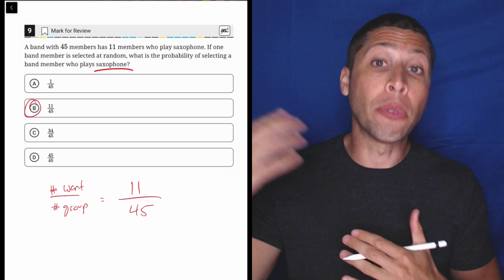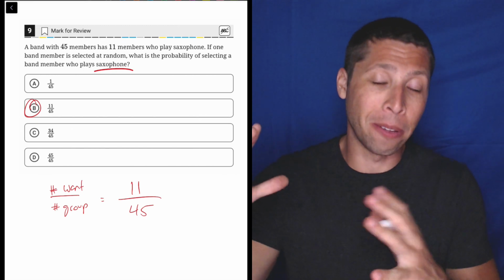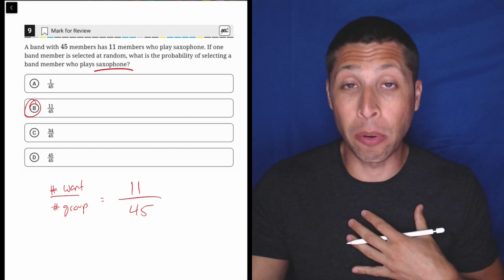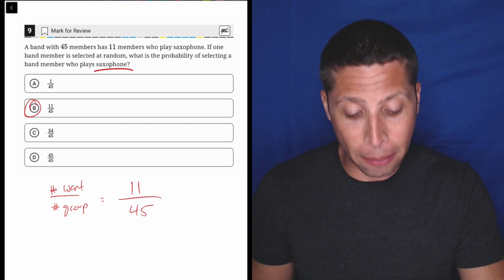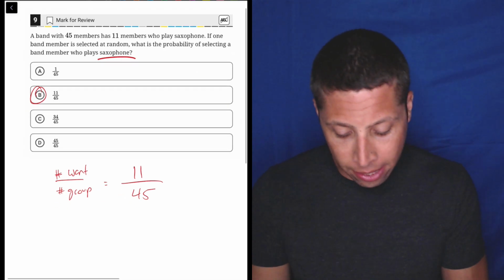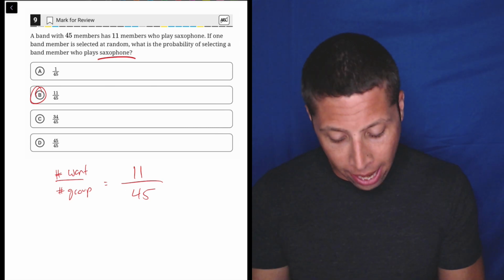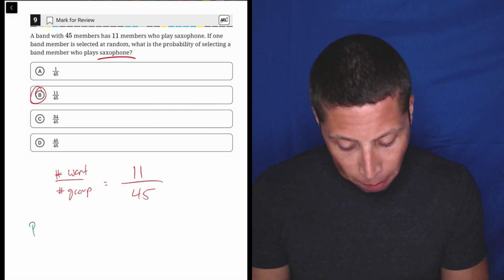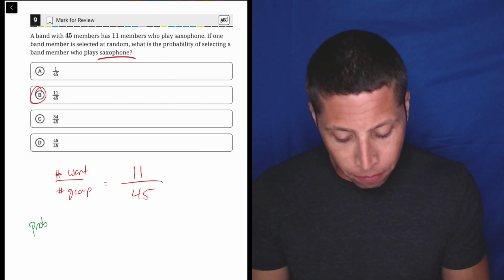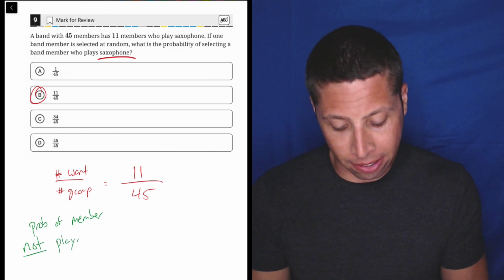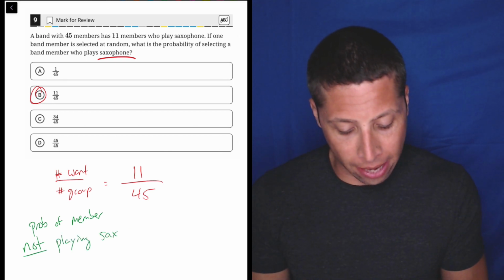Now, sometimes we need to reduce that fraction, and it's going to appear slightly different in the answer choice than the fraction that we would build ourselves. But the most common trap that we should talk about is that they give us one thing and they flip it, right? So they might say, what is the probability of a member not playing the saxophone? Okay, not playing the sax.